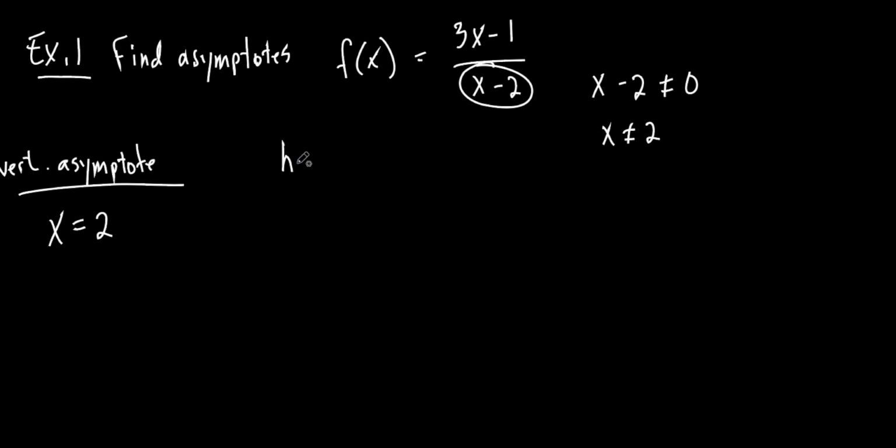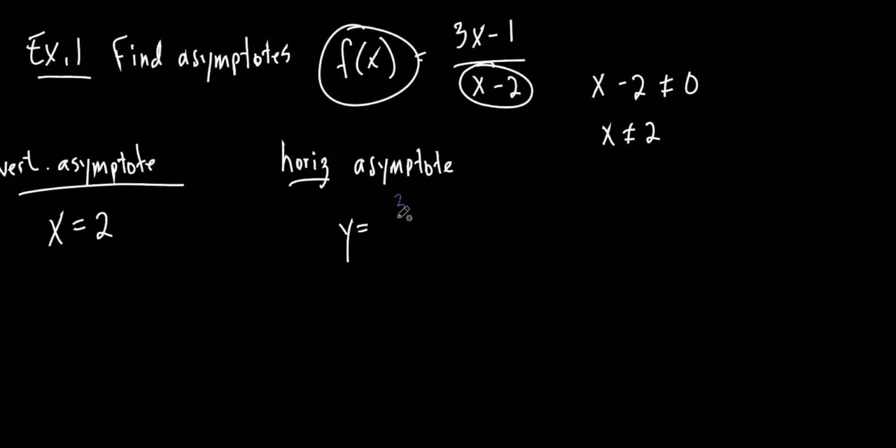Now, this one requires a little bit of math. Here's the horizontal asymptote. Okay? And what we're going to do is take that, instead of writing f of x, we're going to write y equals, because we're going to do a little algebra. It's a lot easier working with algebra with a y than it is an f of x. Okay? So we're going to write y equals 3x minus 1 over x minus 2.